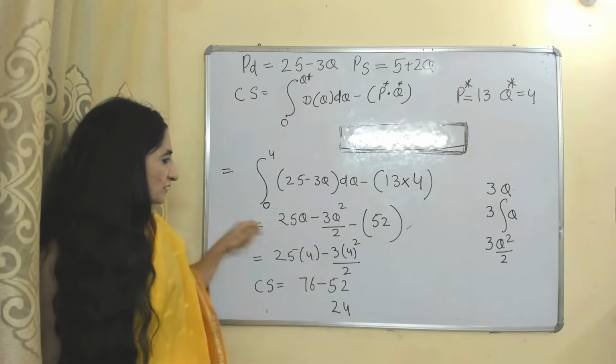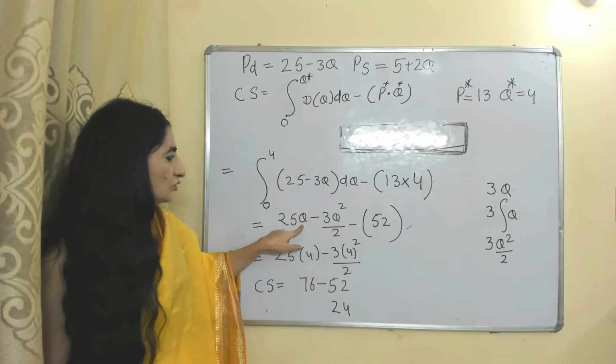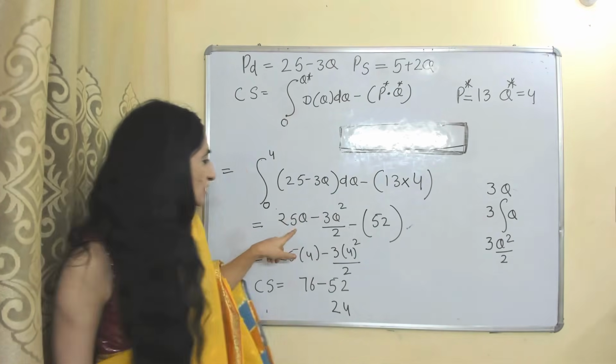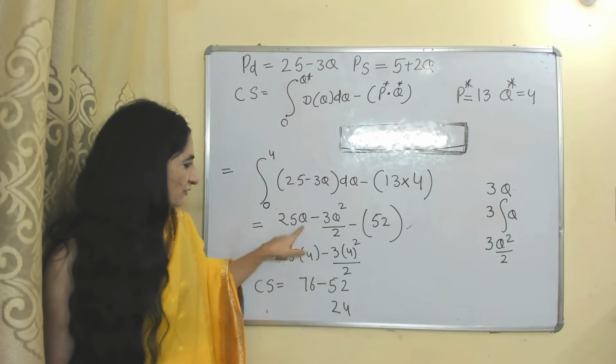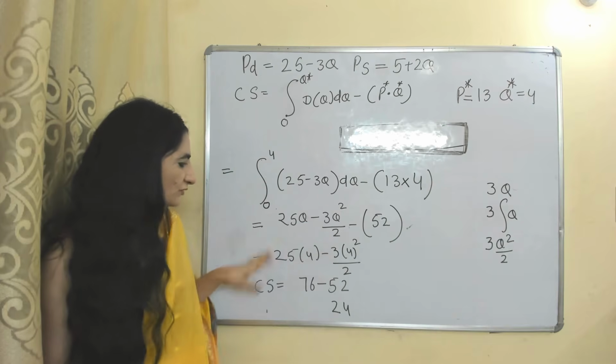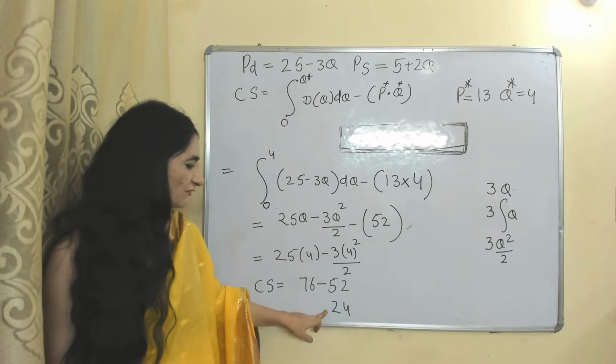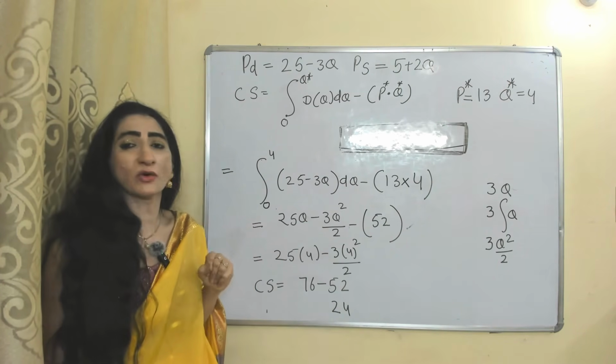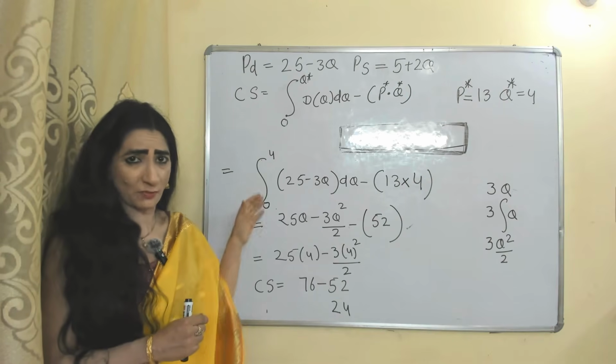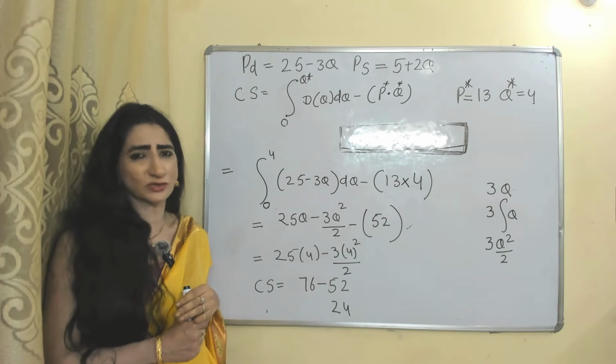And now we will put the value of q. The value of q is 4. So in place of q we put 4 and solve this. It becomes 24. 24 is our consumer surplus. So this way we can find out the consumer surplus.